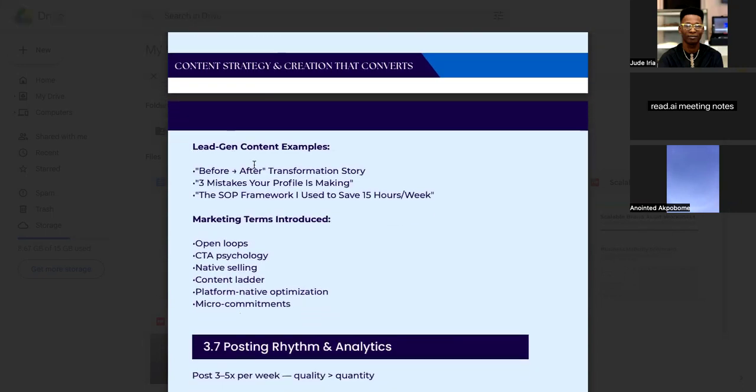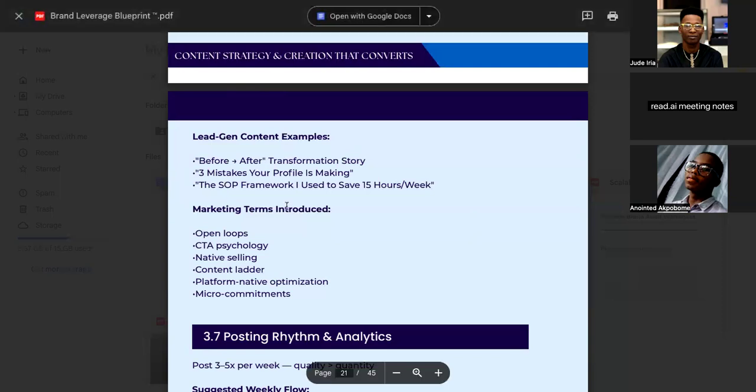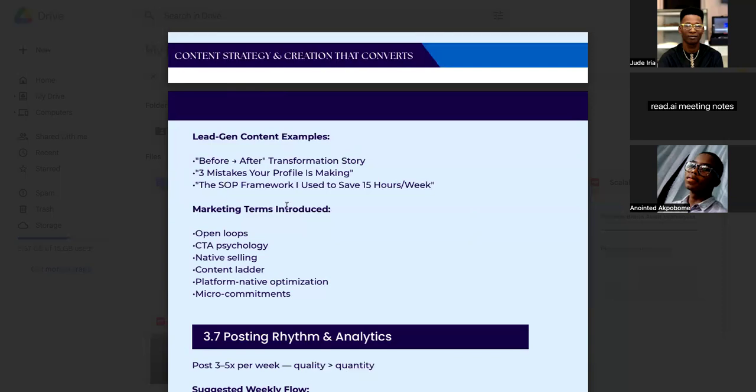Then we have the lead gen experts, lead gen content examples: a before and after transformation story, three mistakes your profiles are making, the SOP framework I use to save 15 hours of work. Now, these are content. Remember, what we are dealing with today is content strategy and creation that converts. We've dealt with knowing our niche and understanding the niche of one.